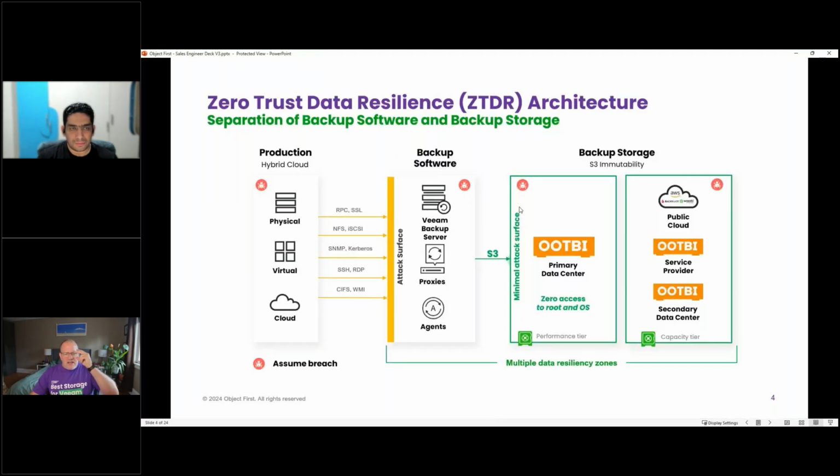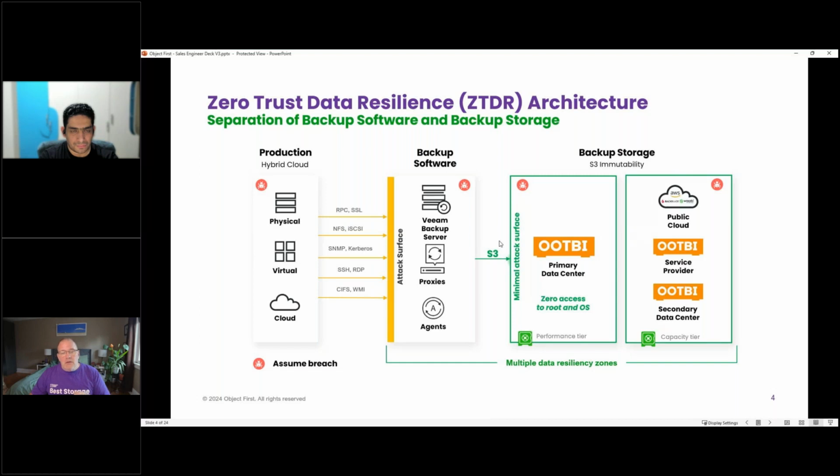If we look at what we have in a normal situation of backup and different solutions, I won't say go back in time. That's another slide I had where I show old protocols, but this is a modern situation now, showing the separation of software and backup. Very simple. You've got your physical, your virtual, even your cloud workloads. And here are the protocols that are being used to go into the proxy agents or the backup server.